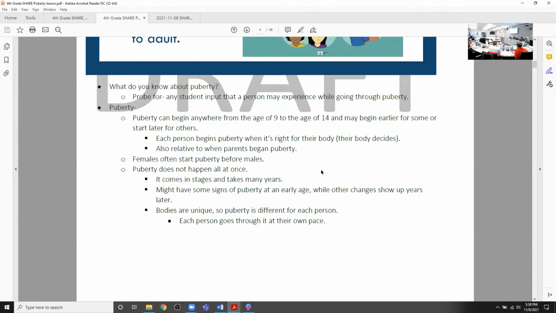Puberty does not happen all at once. It comes in stages and takes many years. You might have some signs of puberty at an early age, while other changes show up years later. Bodies are unique, so puberty is different for each person, and each person goes through it at their own pace.